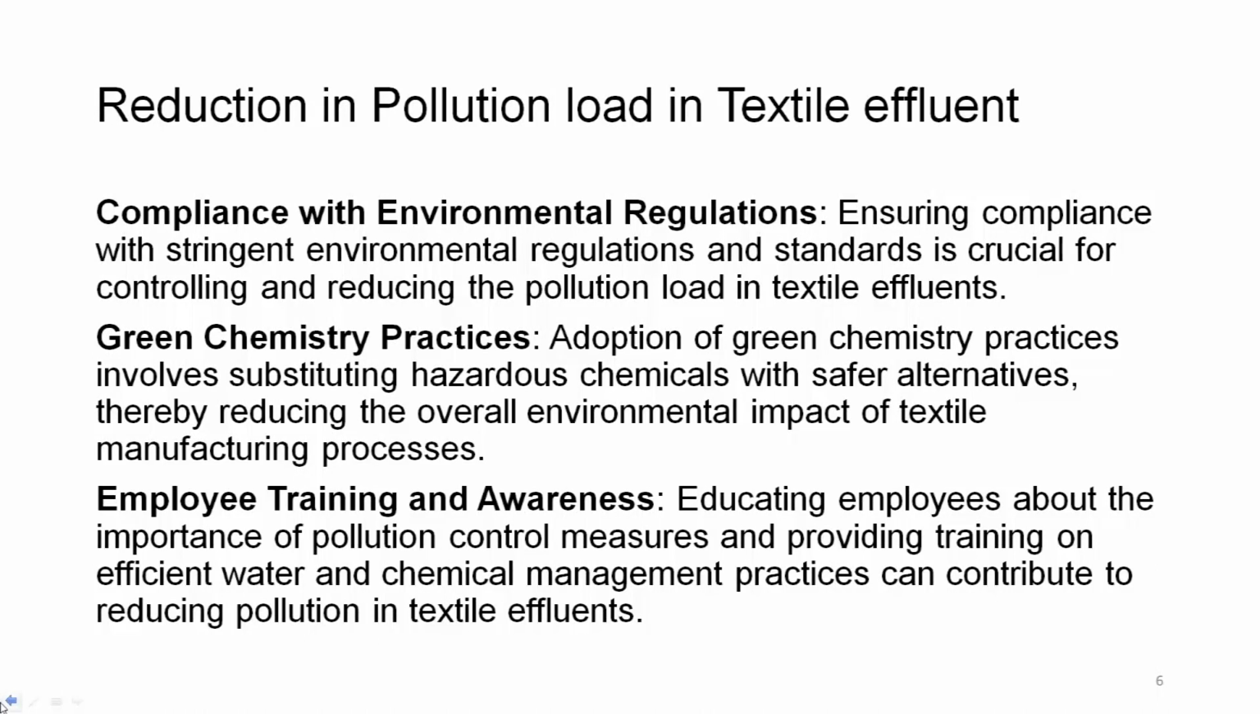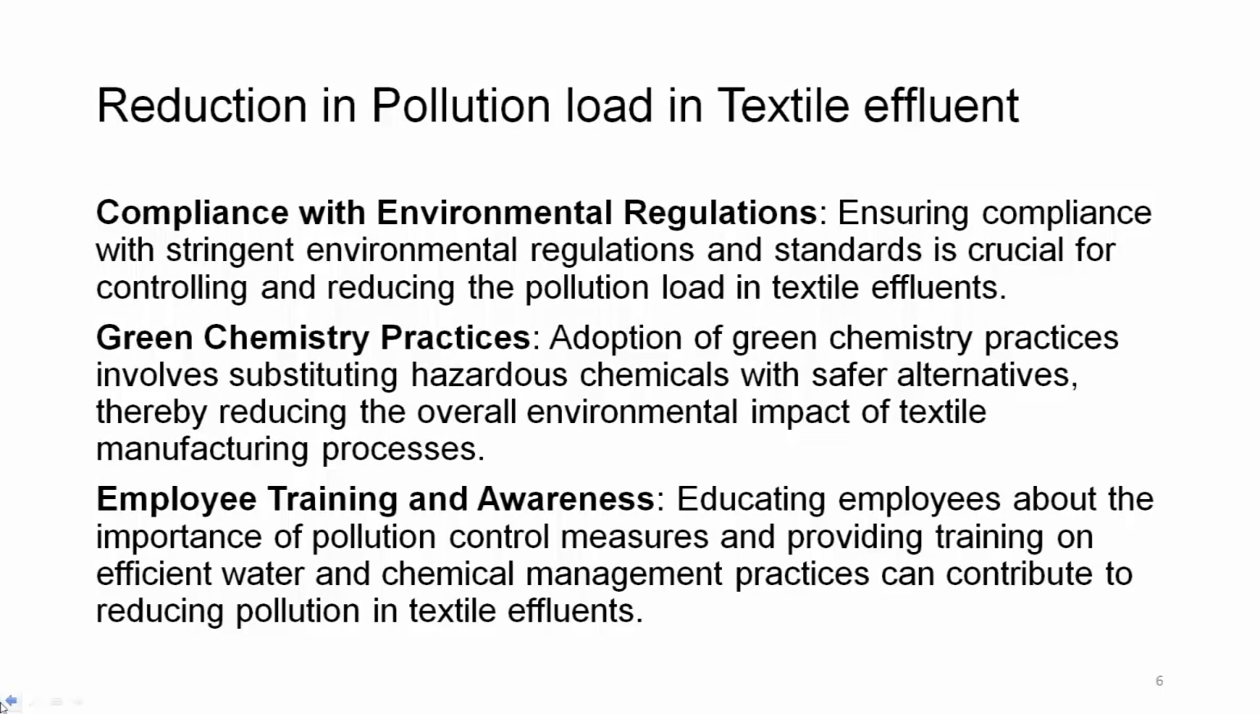Green chemistry practices. Adoption of sustainable and green chemistry practices involves substituting hazardous chemicals with safer alternatives, thereby reducing the overall environmental impact of textile manufacturing processes. So, wherever possible, if the chemical can be replaced by a biodegradable chemical, then we will say it is approaching the green chemistry approach, and that it is working towards sustainability.